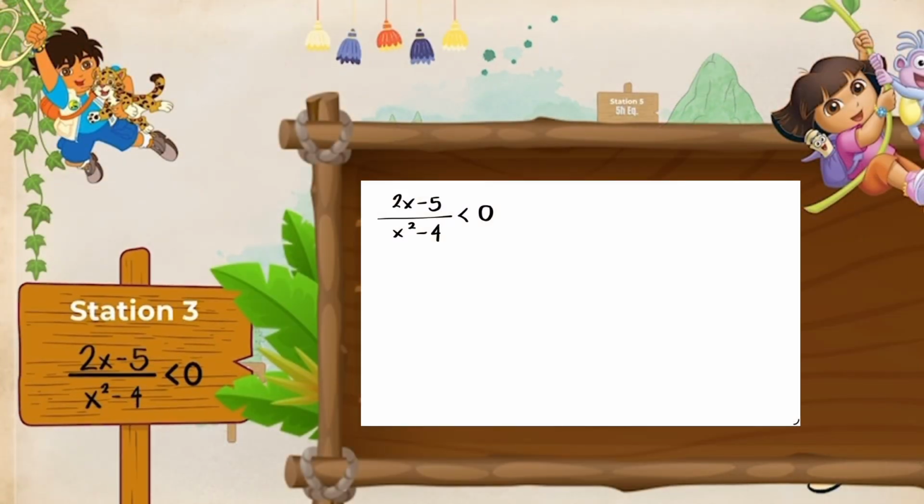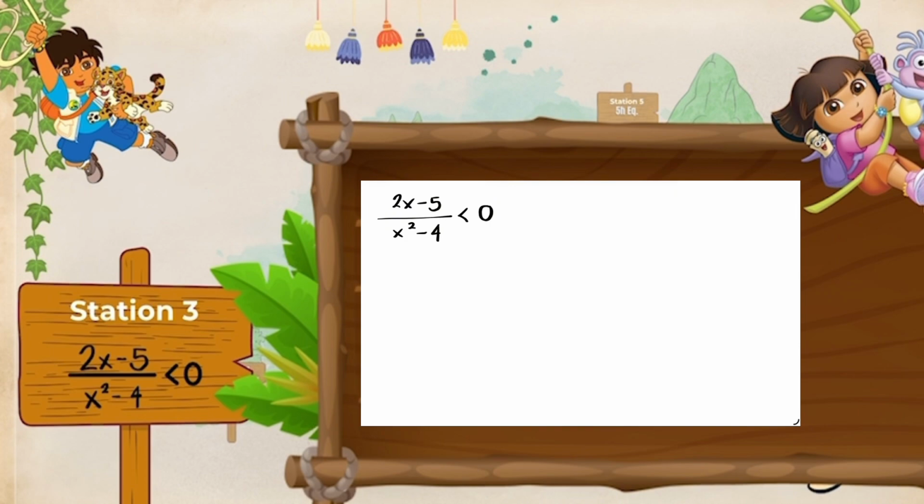Now we're on the third equation: (2x - 5)/(x² - 4) < 0. What can you say about this equation? The inequality sign has no equal. Therefore, there won't be any included numbers.